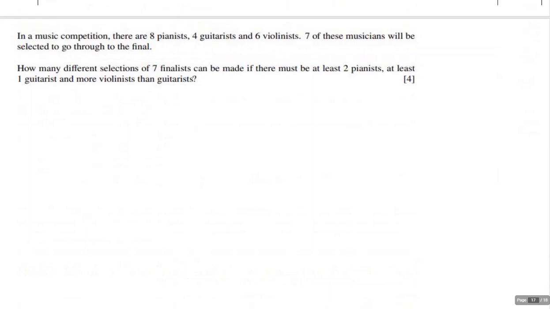All right, so the last one. Take a look at this. We probably won't even do it. I just want to figure it out. I got 8 pianists, 4 guitarists, and 6 violinists. 8P, 4G, and 6V, right? How many different selections?